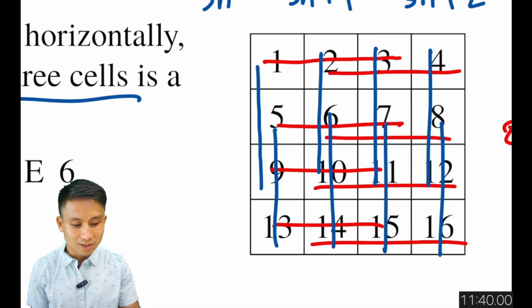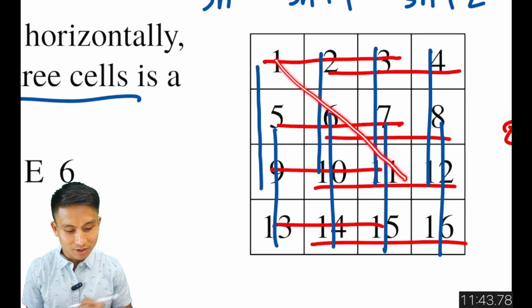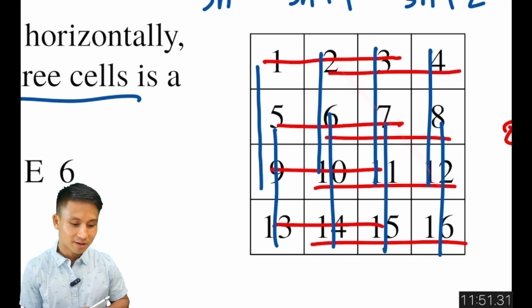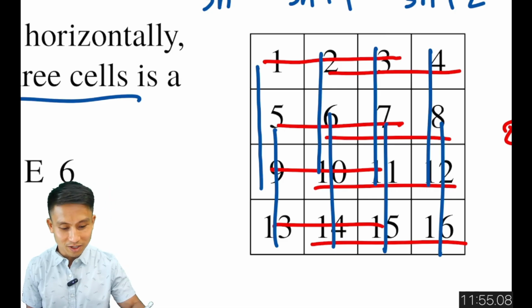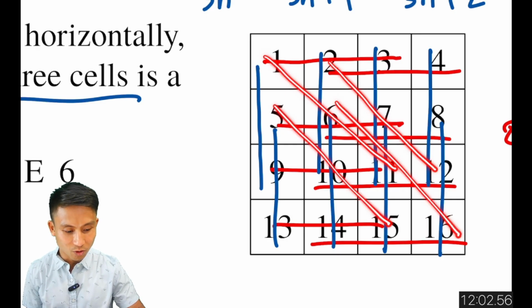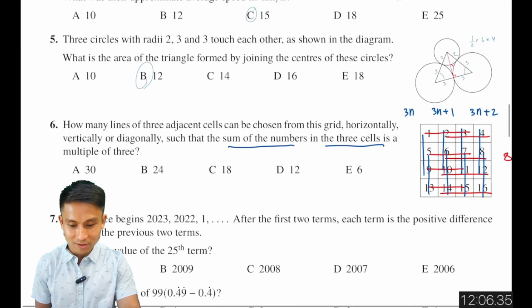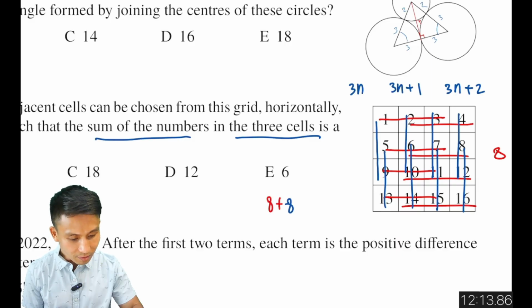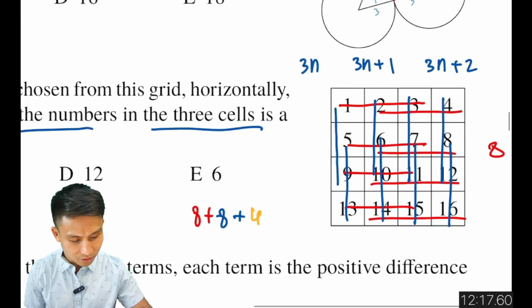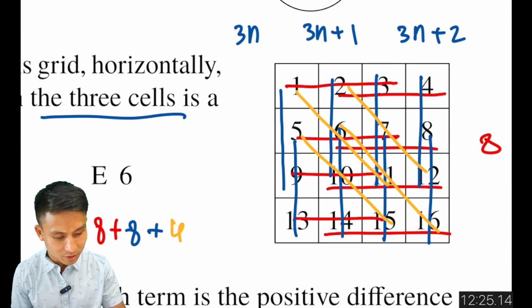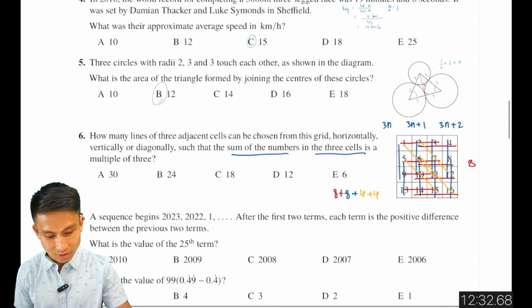16 now in total. What about diagonal? Diagonal, like 2, 6, 11. Well, 2, 6, 11 is 18. So that's also a multiple of 3. And what about 2, 7, 12? Yeah, it's also a multiple of 3. So I have 1, 2, 3, 4. That's 4 more. So 16 plus 4. Hang on, I'm missing something. I get 8 from the vertical and 8 from the horizontal, and 4 from the diagonal. Oh, it's the other way. There's another way, right? I forgot this one. So another 4 there. So that should be 24, I think. I'm going to go with 24.